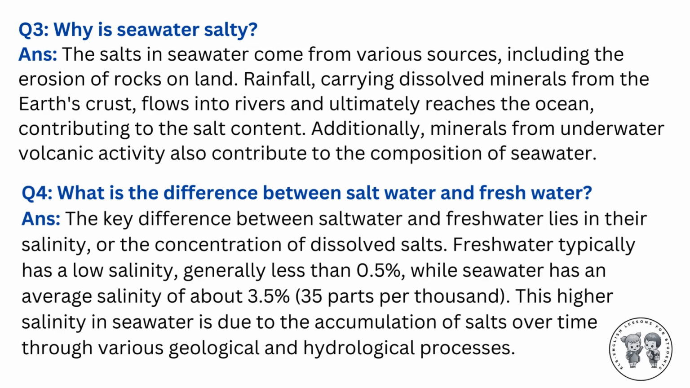Question 4. What is the difference between salt water and fresh water? Answer. The key difference between salt water and freshwater lies in their salinity, or the concentration of dissolved salts. Freshwater typically has a low salinity, generally less than 0.5%, while seawater has an average salinity of about 3.5%, 35 parts per thousand. This higher salinity in seawater is due to the accumulation of salts over time through various geological and hydrological processes.